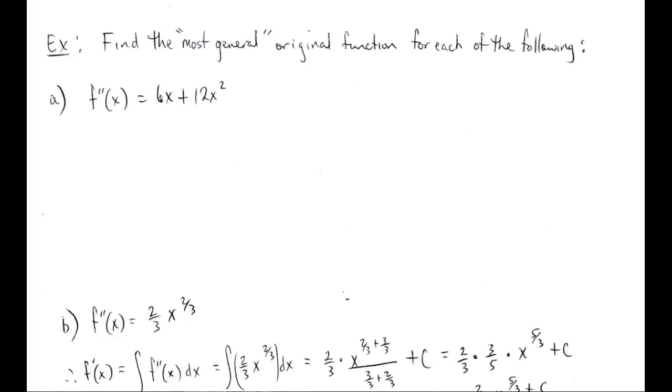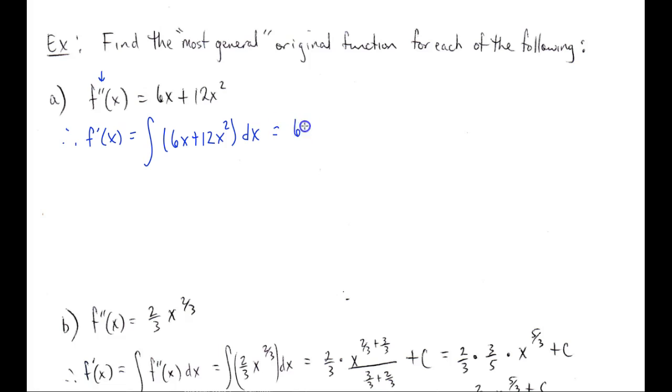All right, so now let us find the most general original function for each of the following. And so we're going to go ahead and go with a here. And notice that I have a second derivative. So this means that I'm going to have to do the antiderivative process twice. So first, I'm going to find the first derivative, and I'm actually going to use this notation now, by doing the antiderivative of what I see here.